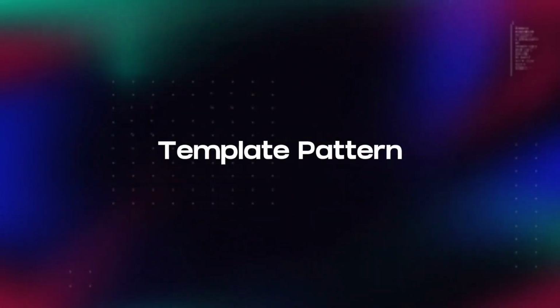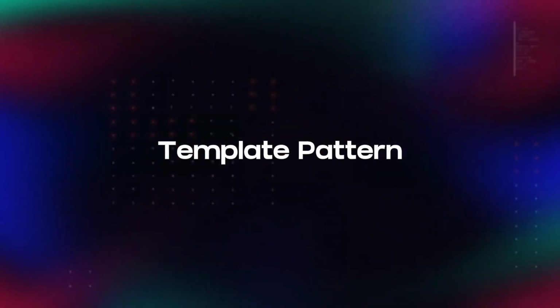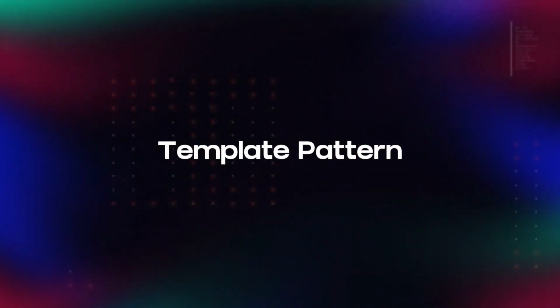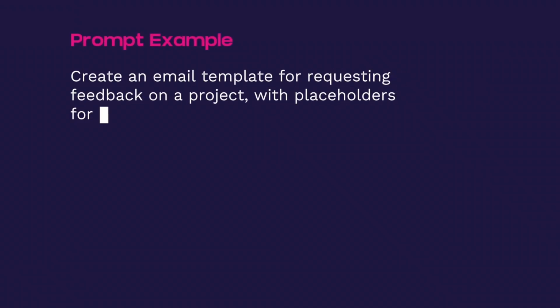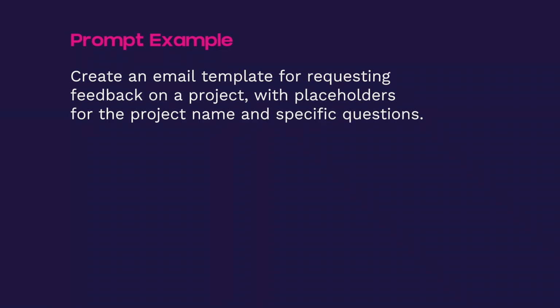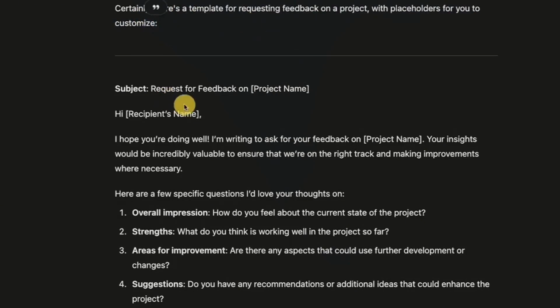And then next is the template pattern. The template pattern is essentially getting ChatGPT to construct some sort of template that you may need in the future. An example prompt here could be, create an email template for requesting feedback on a project with placeholders for the project name and specific questions. In this case, you can also provide the template yourself and make any prompts following that. You see the result here, this is the template that I received, and there are some placeholders that I could just fill out. All I could do here is copy and paste the template, and then fill out all the variables that are more relevant to me.